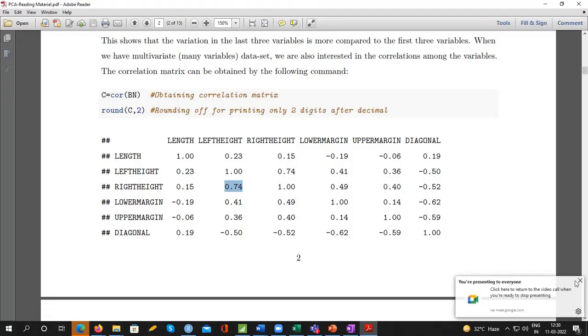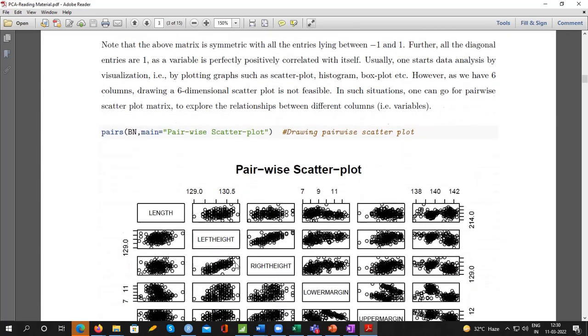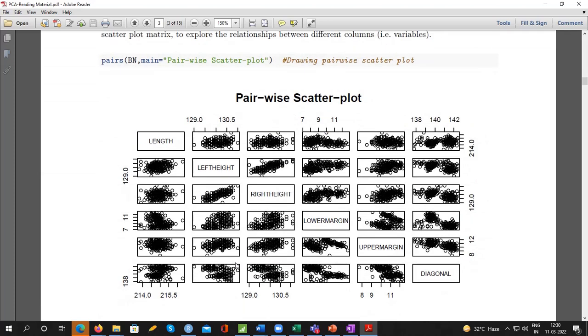So the correlation is not that high. This is another one of the comparatively large correlation values, right height and lower margin. We can also see the pairwise scatter plot, which is also known as a matrix plot. You might have seen this in multiple linear regression. Have you seen a matrix plot? Do you know how to read or interpret a pairwise scatter plot or a matrix plot?